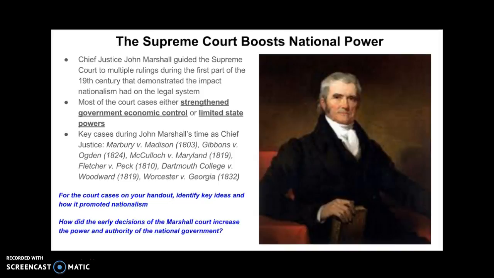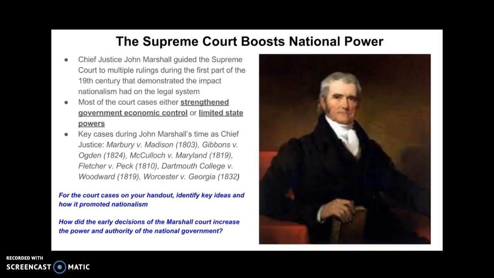The third court case that we're going to look at is Fletcher versus Peck from 1810. The idea that this court case contained was that a state law cannot violate an individual's constitutional right. It promoted nationalism by blocking state interference in business and in commerce. The last court case, Dartmouth College versus Woodward in 1819, had the idea that a charter was a contract and that the Constitution did not allow states to interfere with contracts. So once again, why does this promote nationalism? You're limiting the power of the states.